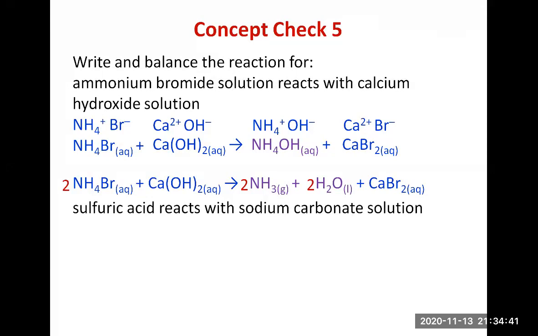Let's look at the second example. Sulfuric acid reacts with sodium carbonate solution. So it's an acid, sulfuric acid. There is no hydro prefix, that tells you it's an oxyacid. And the ending "ic," sulfuric, tells you that it should be from an "ate" ion. Sulfuric comes from sulfate. So you need to find the sulfate ion, and that's SO4 negative 2. That's one of those polyatomic ions you need to remember.